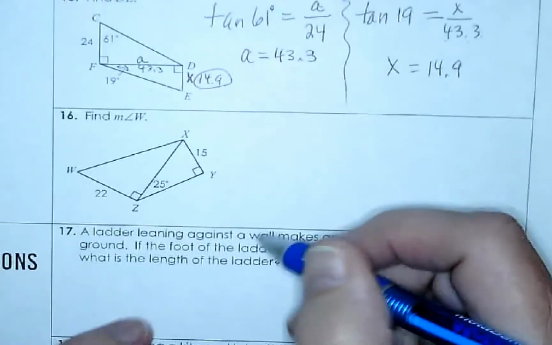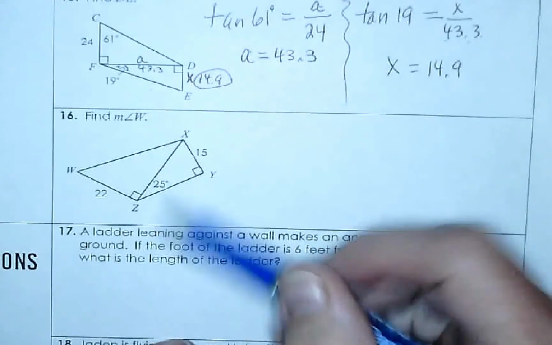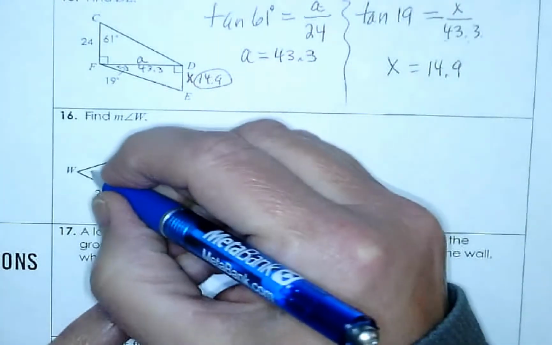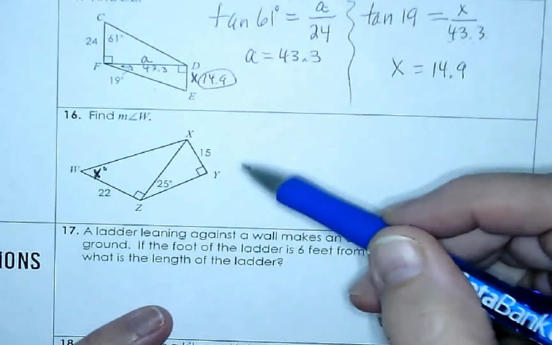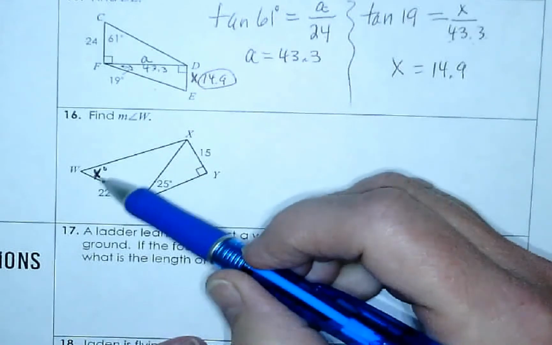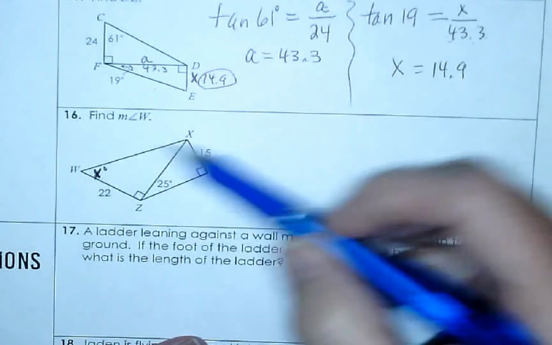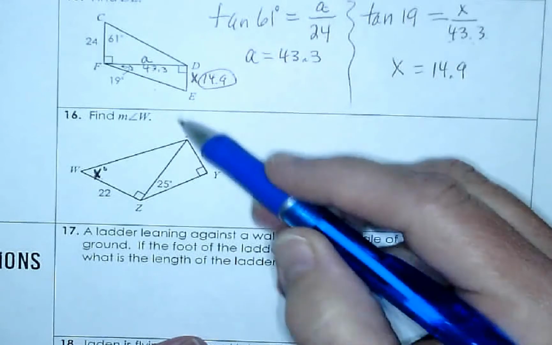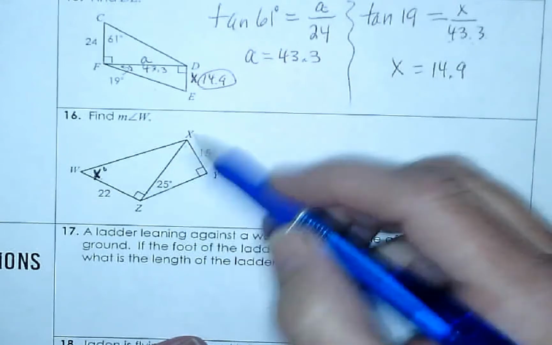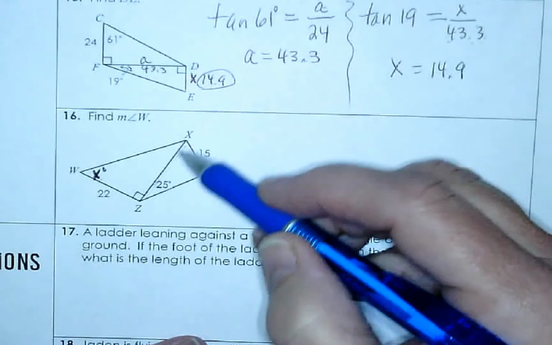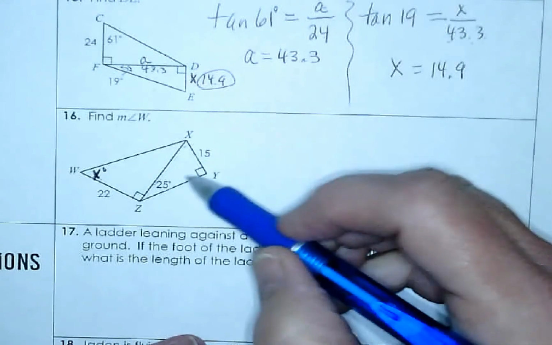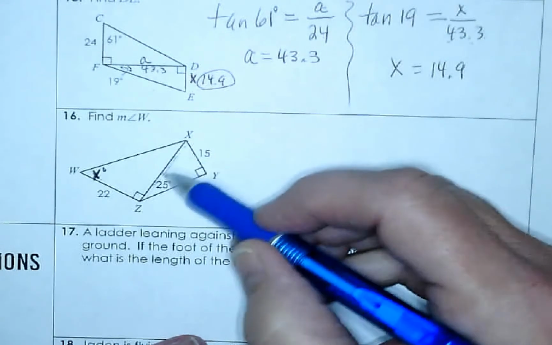Number 16, similar approach. They want us to find angle W, so I'm going to label that X. Okay, and that's an angle we're going to find. But in order to find an angle, I need at least 2 sides. So of this triangle, I only know this one. I think you can kind of see from above. This is the common side. We need to find this one on this triangle, and then we can use that to help us on this triangle. So here, this is going to be a missing side.